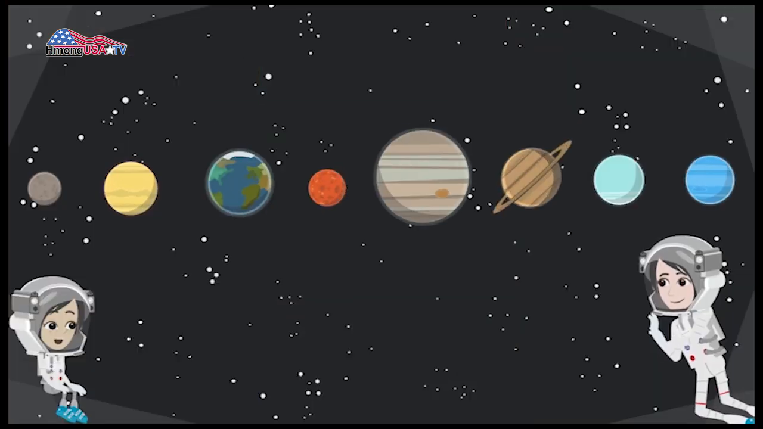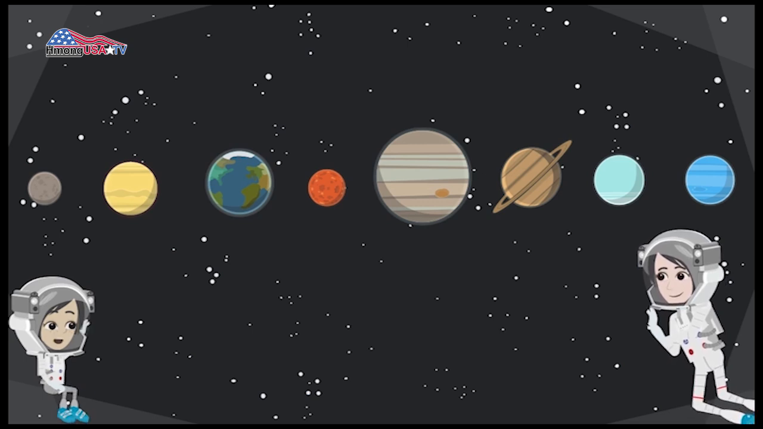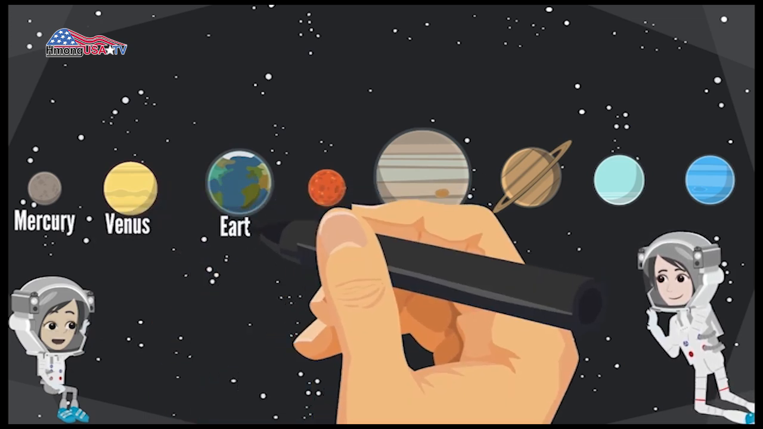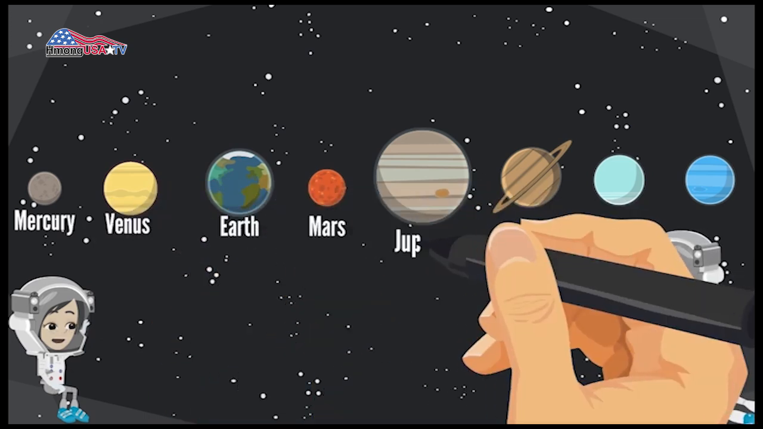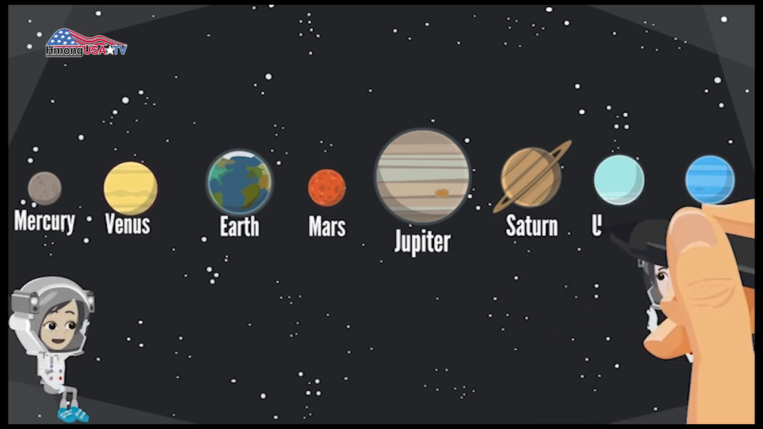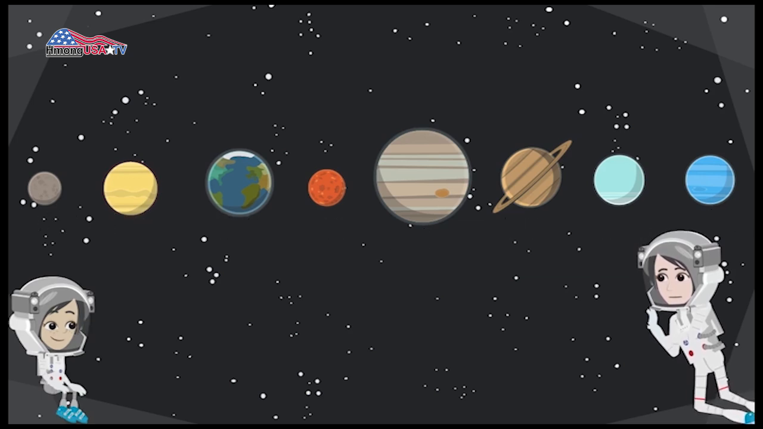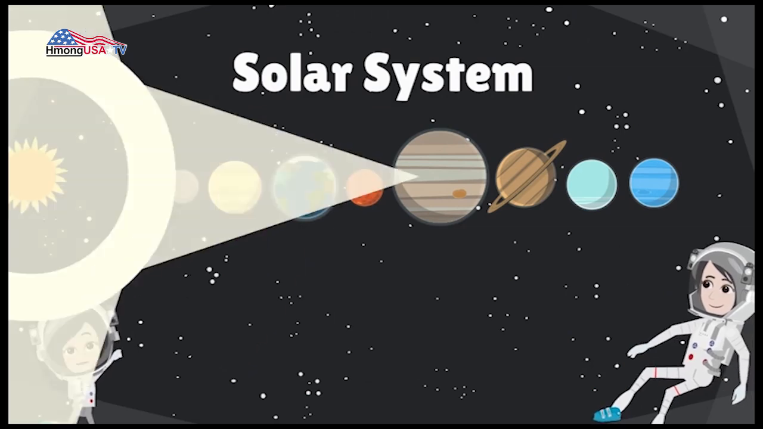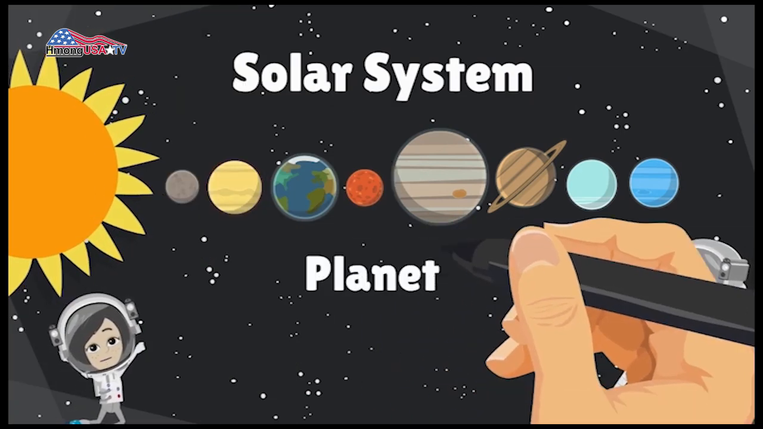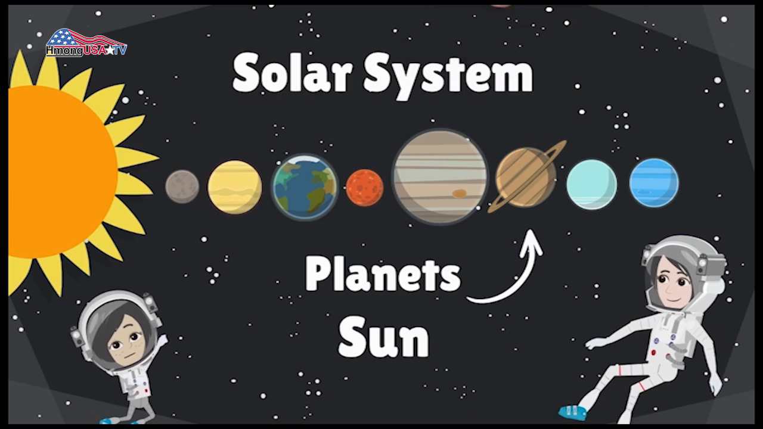Hey, I remember these from my school books. That's right. Can you name each planet from the closest to the farthest from the sun? I'll try Mercury, Venus, Earth, Mars, Jupiter, Saturn, Uranus, and Neptune. Nice job, Abby. Oh, this is our solar system with the planets and the sun.